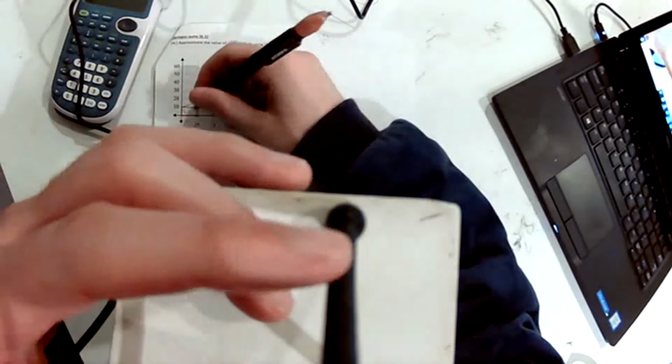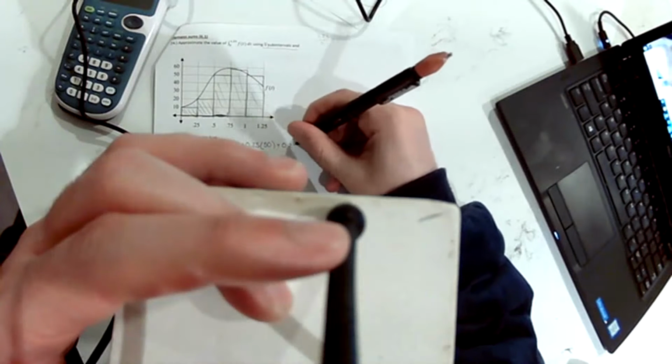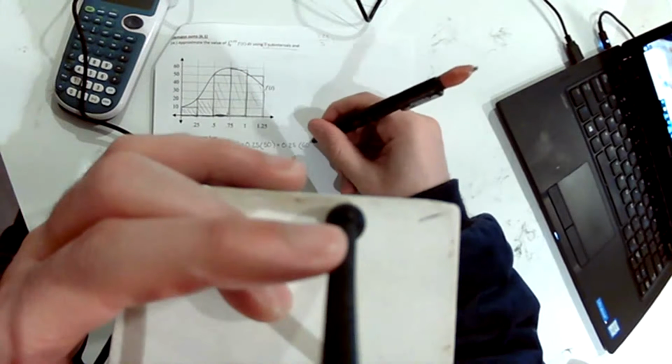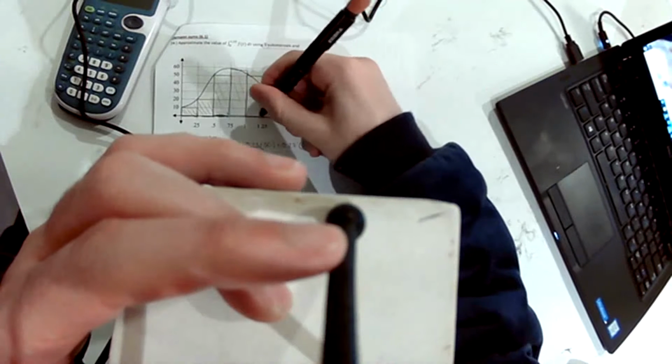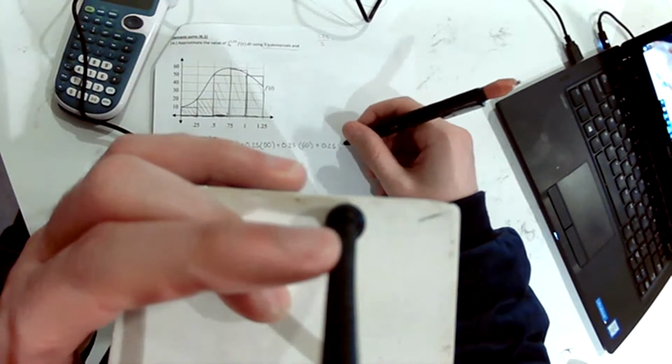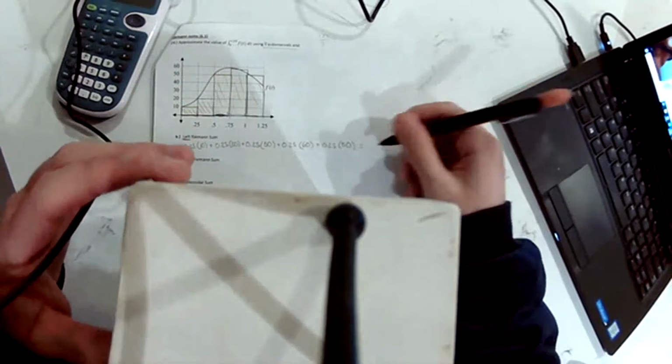Now you just find the area of each rectangle and add them all together. So let's do that. Base is 0.25 times height 10 for the first one, plus base 0.25 for the next one, height 20, plus base 0.25, height 50, plus base 0.25, height 60, plus 0.25 times height 50 again, I think. I don't know if that's exactly 50, but I'm just going to call it 50. Then you find out what this number is, and that's it.